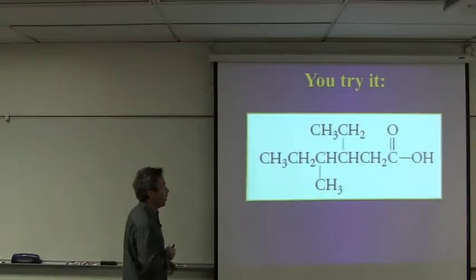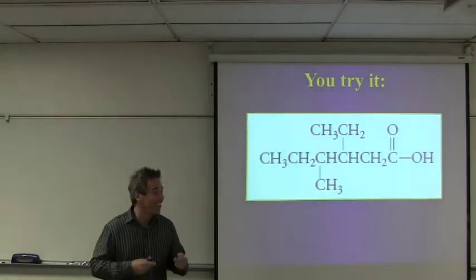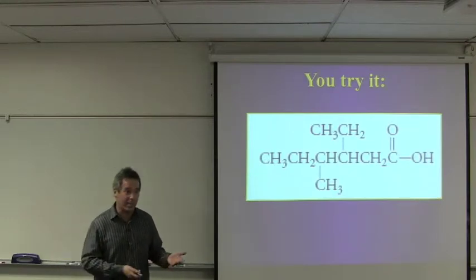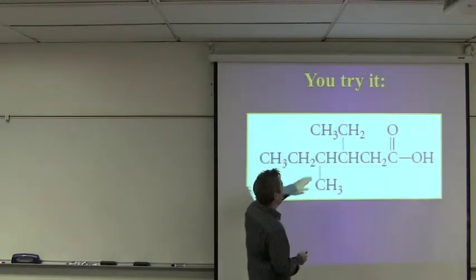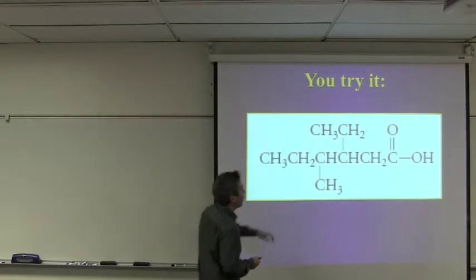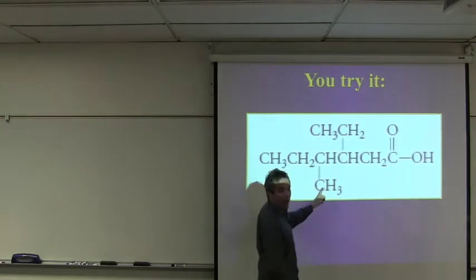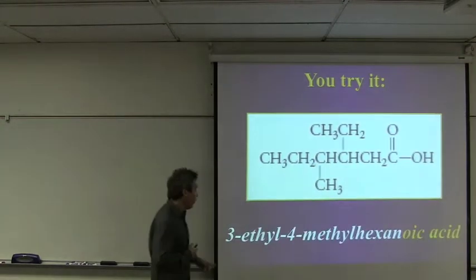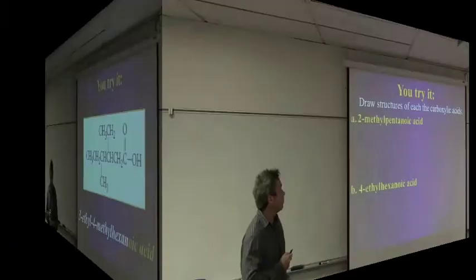Let's think about this one. How many carbons in the parent chain? So that would be hexane if it was the alkane. So the carboxylic acid is hexanoic acid. Now we have 2 substituents, one here and one here. So 3-ethyl, 4-methyl. We put them in alphabetical order, so ethyl goes before methyl. So we have 3-ethyl-4-methylhexanoic acid.